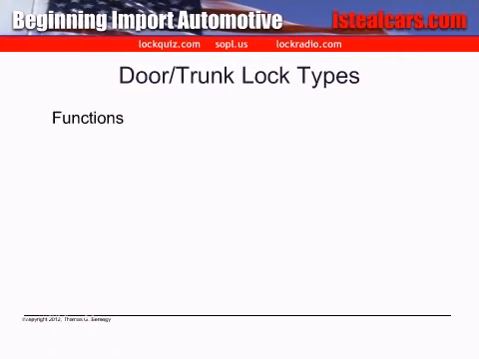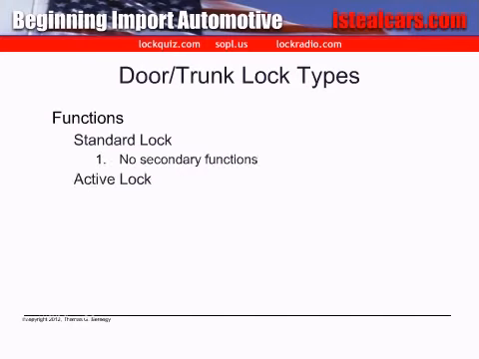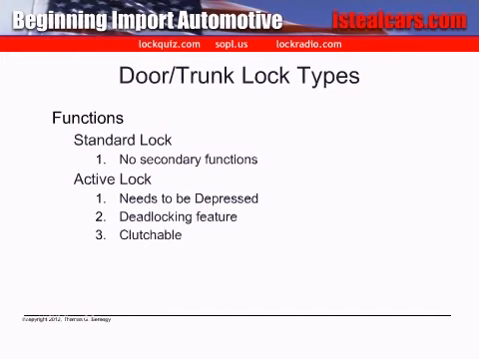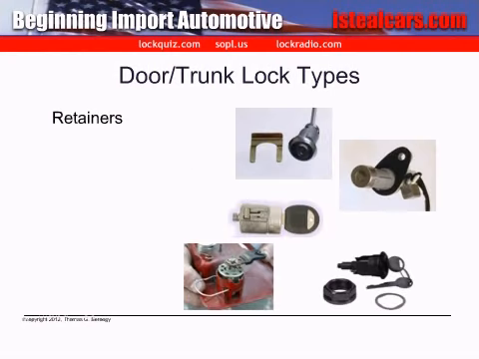Door and trunk locks can also be classified by their operation. These include standard locks that are simply used to lock and unlock the door or trunk and have no secondary functions. Then there are active locks. These are locks that include secondary operations or features like buttons that need to be depressed. This is the most common on the trunk lock. Then there are locks that include a deadlocking feature, most notably those used on BMW. Finally, some locks include a clutch function, a feature that is included to help prevent the lock from being picked or force rotated.